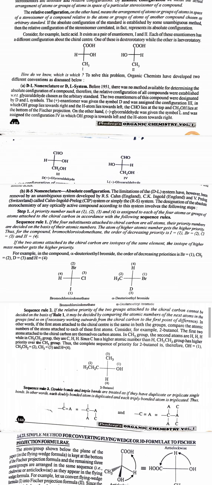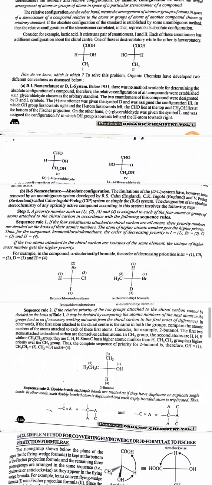The two enantiomers of this compound were designated by D and L. The plus enantiomer was given the symbol D and assigned that configuration, and on the other hand, minus glyceraldehyde was given the symbol L and was assigned the configuration where the OH group is toward the left and H on the right side.